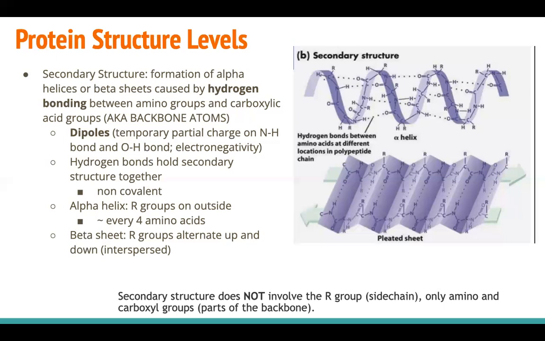The reason why they're forming is because the backbone has dipoles. So you have temporary partial charges on the NH in the amino groups, and you have temporary partial charges on the OH bond in the carboxyl group. When you have partial charges, your electrons are moving around a lot. So then that causes hydrogen bonds to be able to form together. So all these little dotted lines between the backbones, those are hydrogen bonds that are formed because of partial charges on the backbone. Does that make sense so far? If there's any questions, feel free to stop me or slow me down.